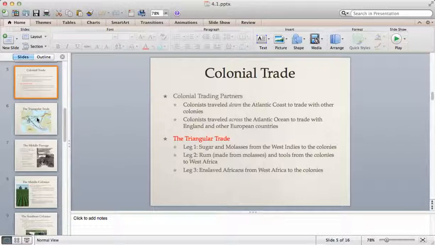Okay. An important vocab word is called the triangular trade, and I'll show you an image of it in just a minute. But essentially, there are 3 legs to the triangular trade. They're sending on one leg sugar and molasses from the West Indies to the colonies. Okay. And then in the colonies, they are making rum from that molasses and producing tools that they are sending to West Africa. And then from West Africa is where your enslaved Africans are coming from. So yes, you're not reading that incorrectly. Human beings from West Africa are being traded for rum, sugar, molasses, and other goods like that.